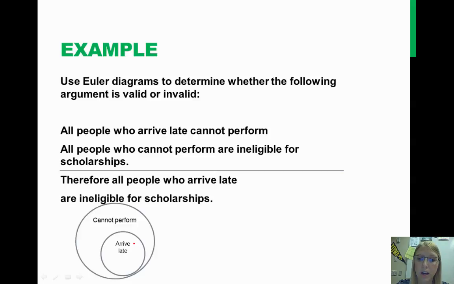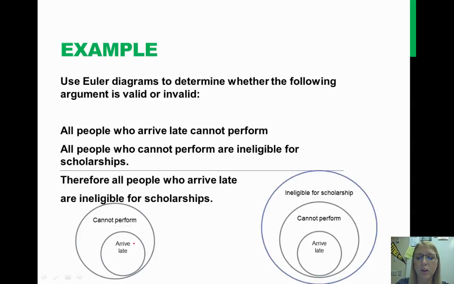Now I need to make an Euler diagram for the second premise. All people who cannot perform are ineligible for scholarships. Where would we put that circle? If you notice, this is the outcome of that. All people that cannot perform is located inside the circle of ineligible for scholarship. So therefore, all people who arrive late are ineligible for scholarships. Notice that the arrive late circle is indeed inside the ineligible for scholarships circle. So this is a valid Euler diagram that shows that the argument is indeed valid. It works for every case.